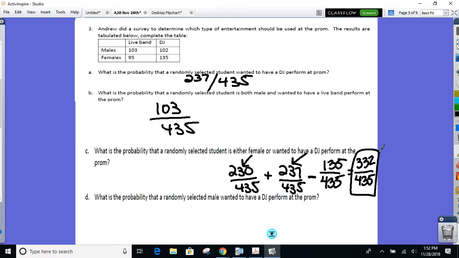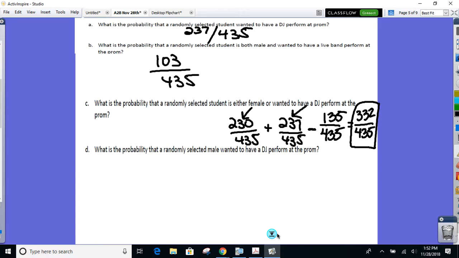Who can I get on the next one? Probability you select a randomly selected male who wants a DJ to perform at prom. A randomly selected male wants a DJ at prom. Well, how many of them do I have?